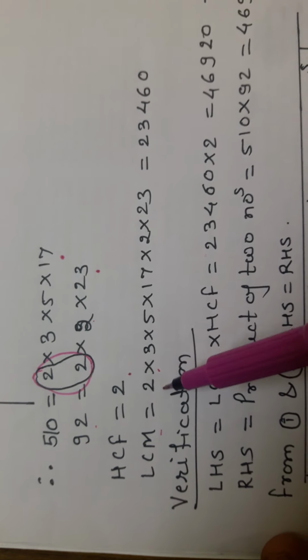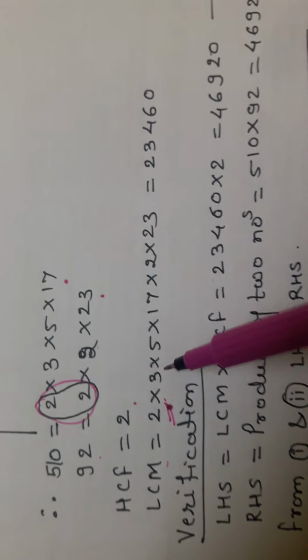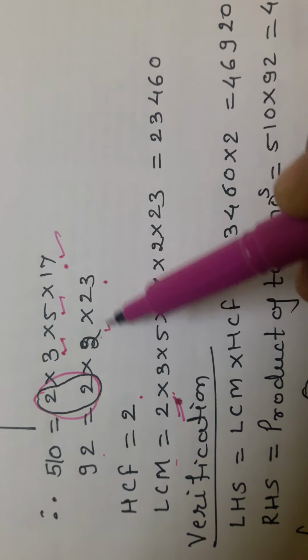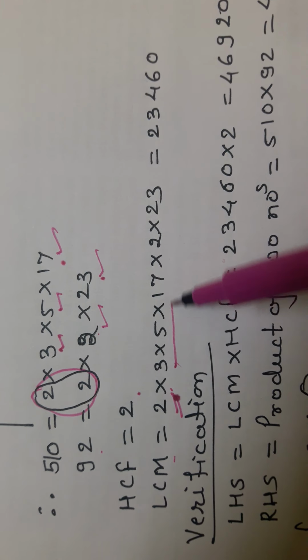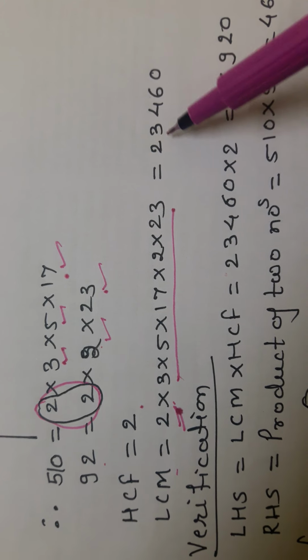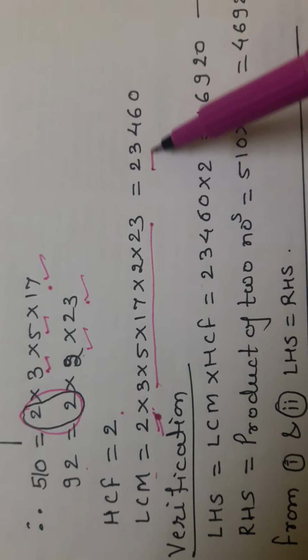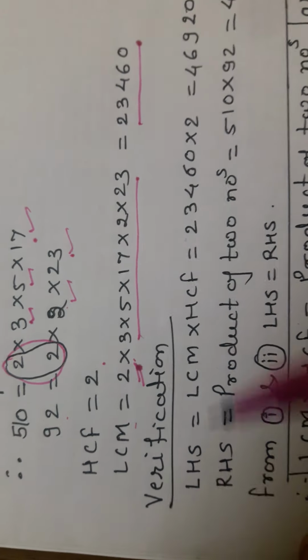Then the LCM. First of all we will write the HCF and the remaining numbers 3, 5, 17, 2 and 23. Their multiplication gives us 23,460, which is the LCM of these two numbers.